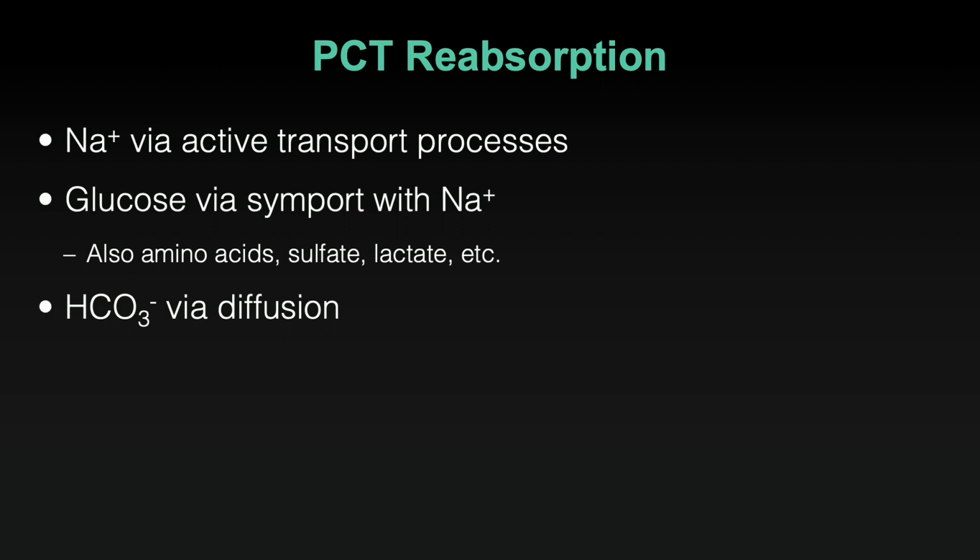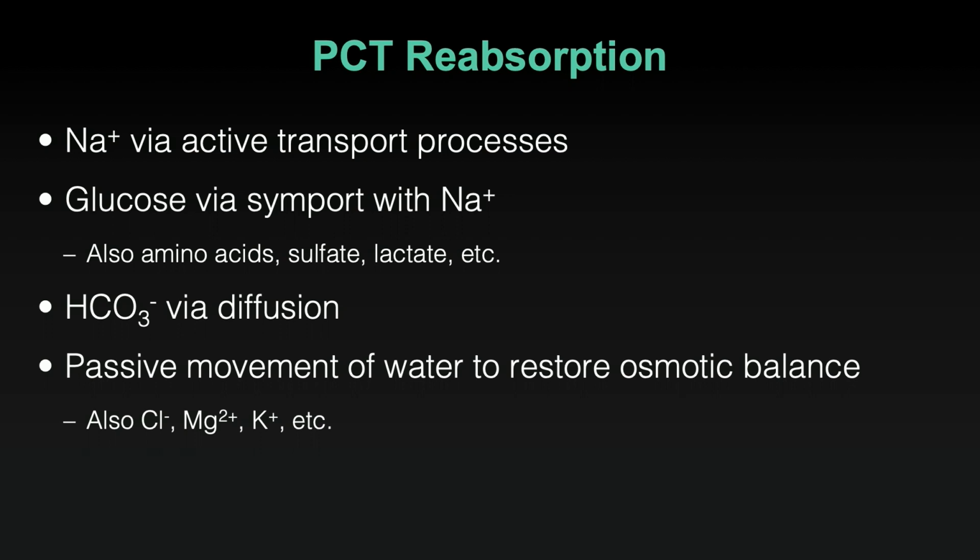Bicarbonate moves via mainly facilitated diffusion and as part of the antiport system that we discussed in a little bit of depth earlier. These things being actively transported from the fluid back into the body create the environment for other elements to move. Specifically, water will move passively to follow the concentration gradient. And without going into too much detail, we create a concentration gradient for things like chloride, magnesium, and potassium to move as well.